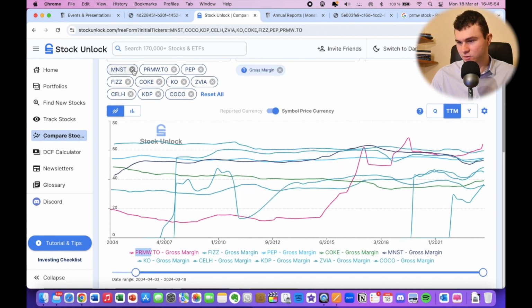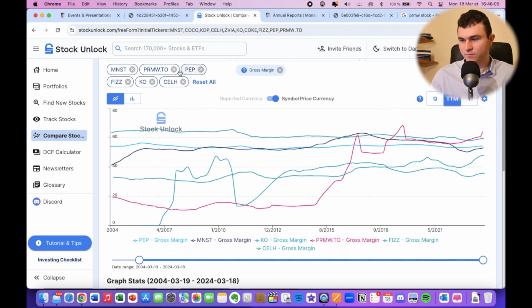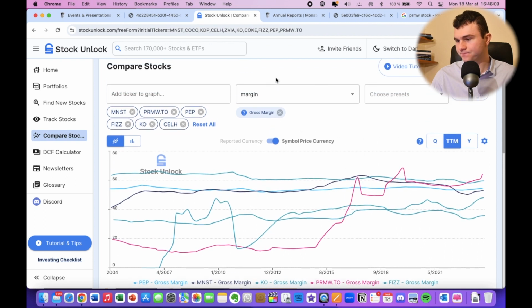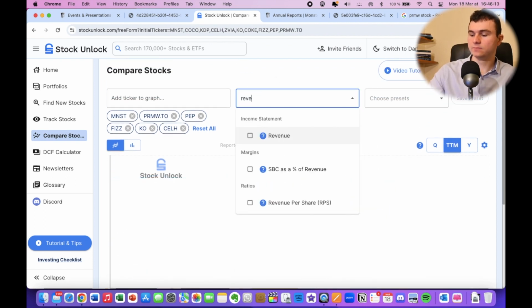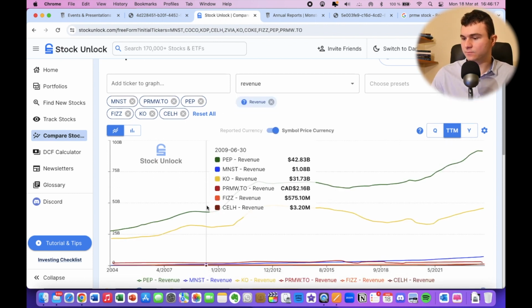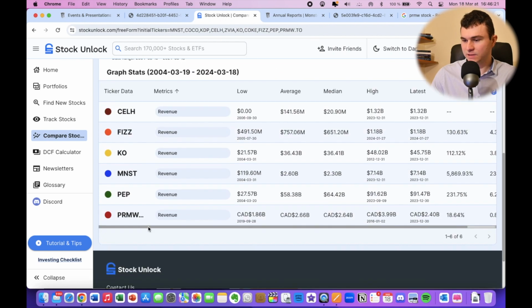And if I just want to compare Monster Beverage with the main companies, I would say KDP, Coke, PepsiCo, Fizz, Celsius. Okay, very good. Let's now compare revenue growth over time. Wow, you have some different metrics over 20 years, if we compare the compounded annual growth rate.